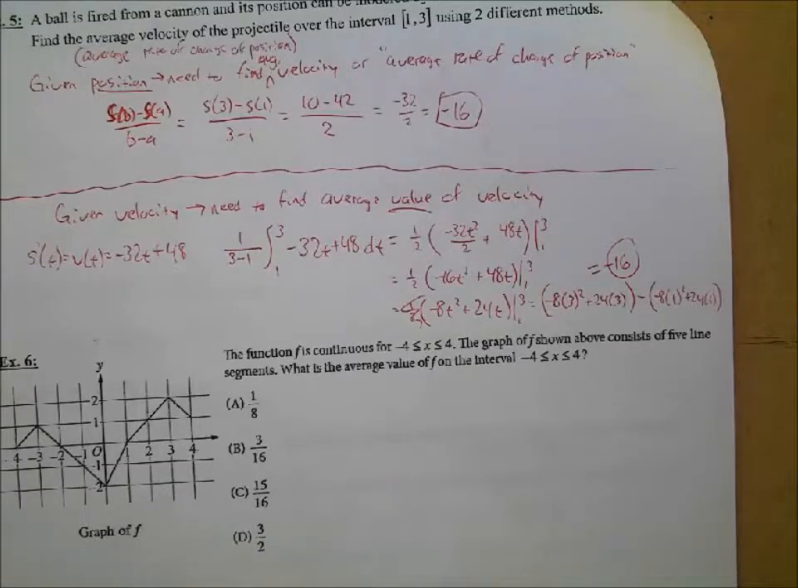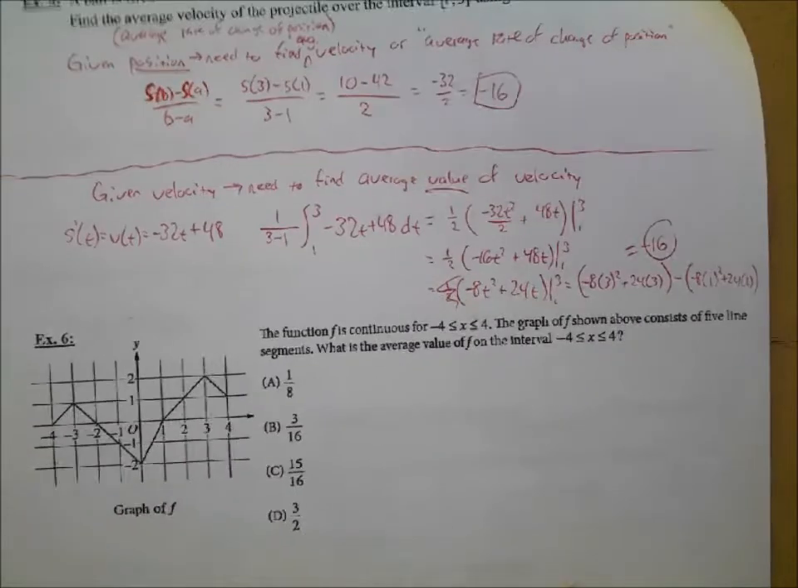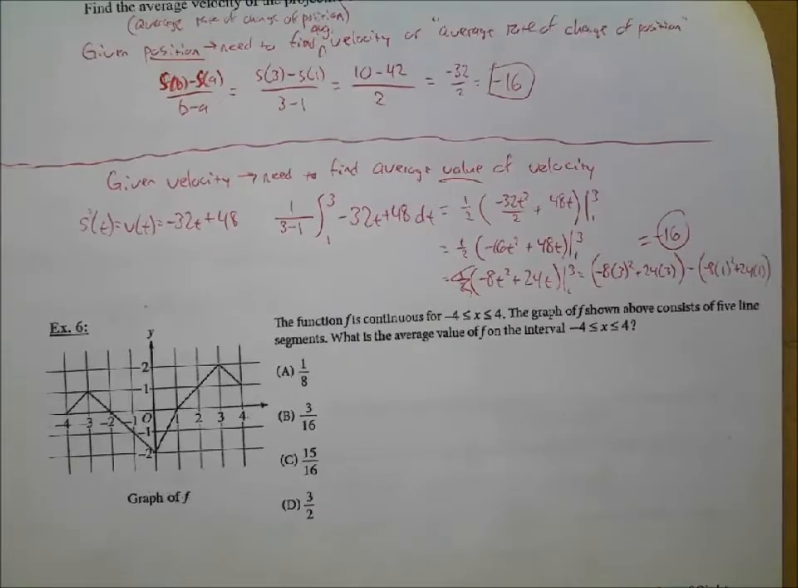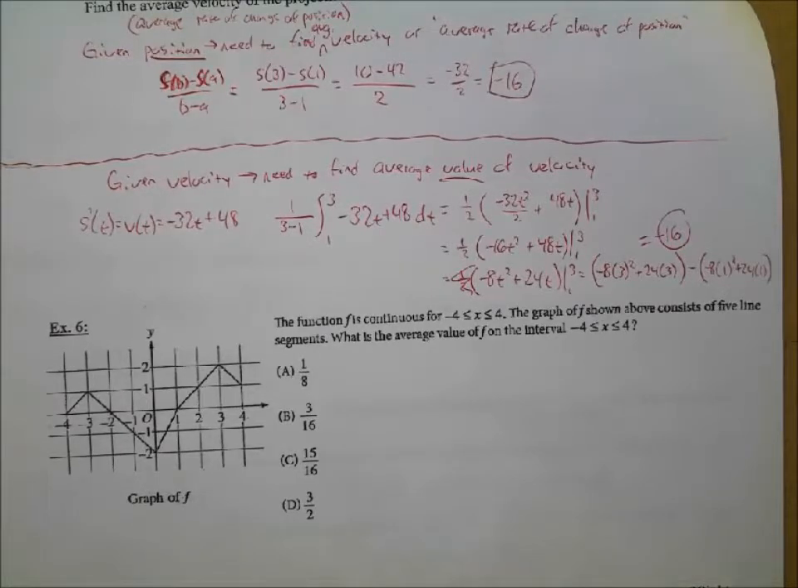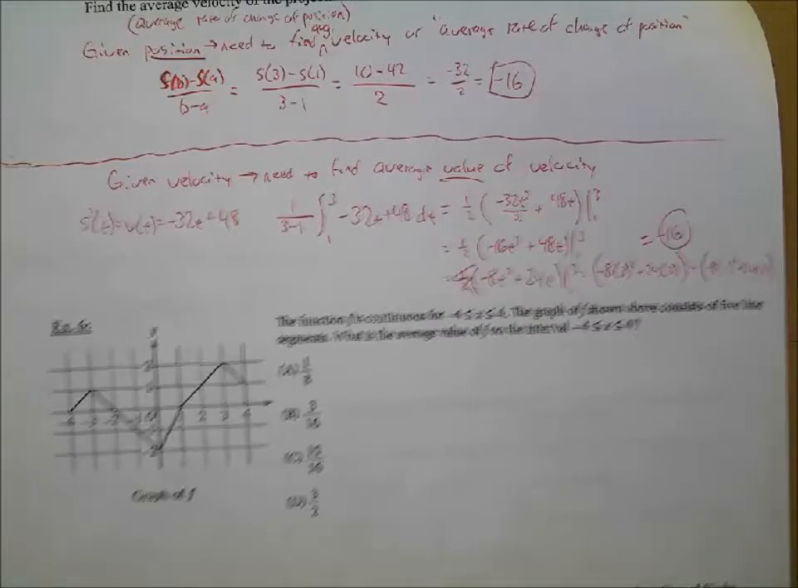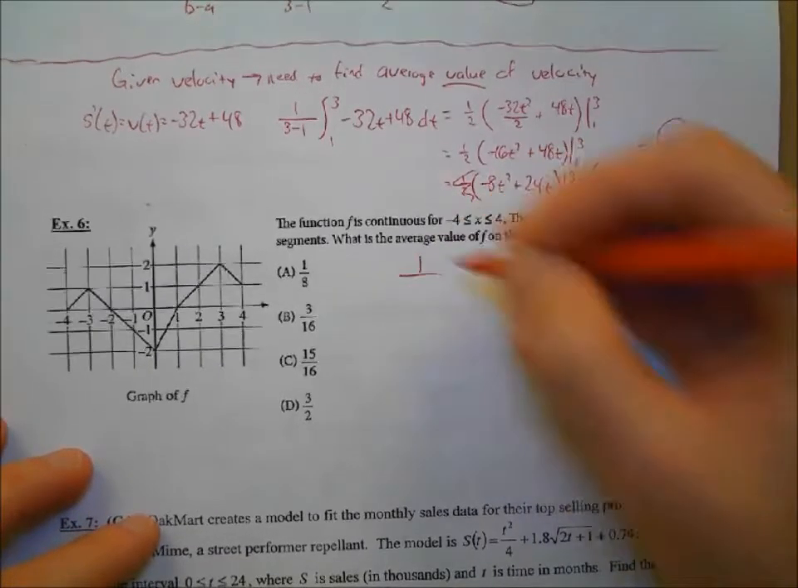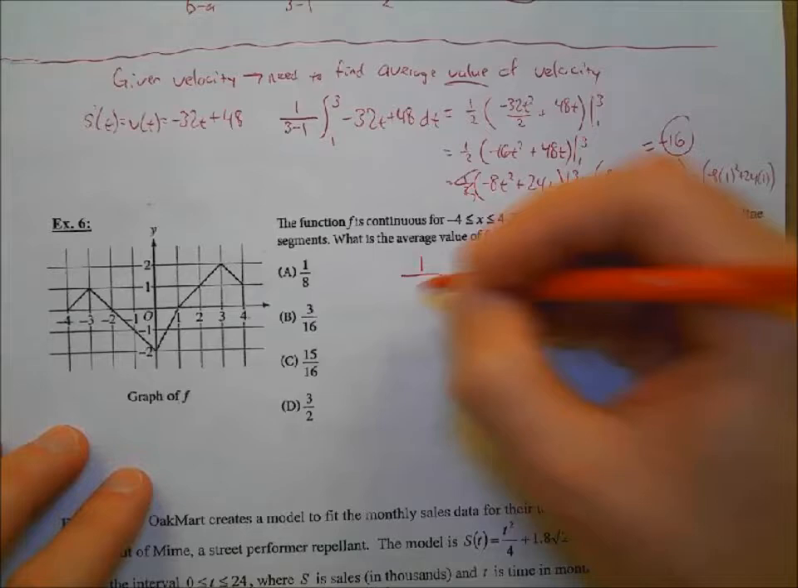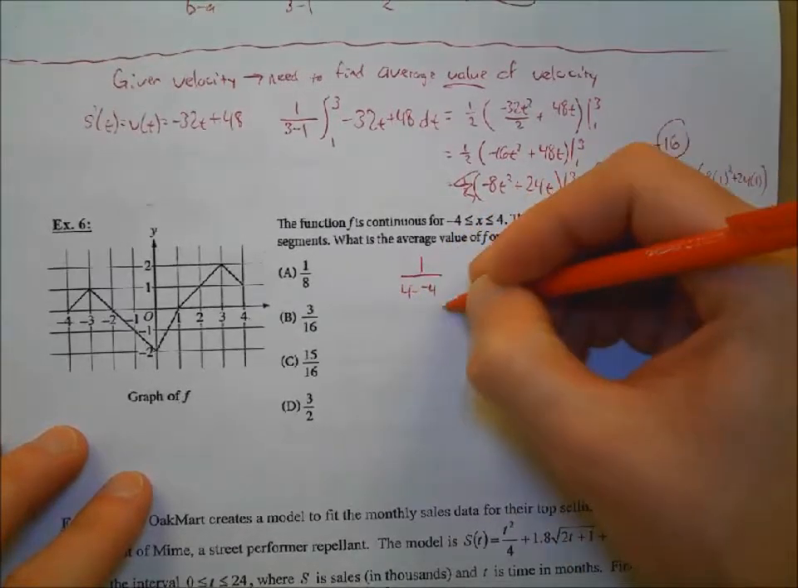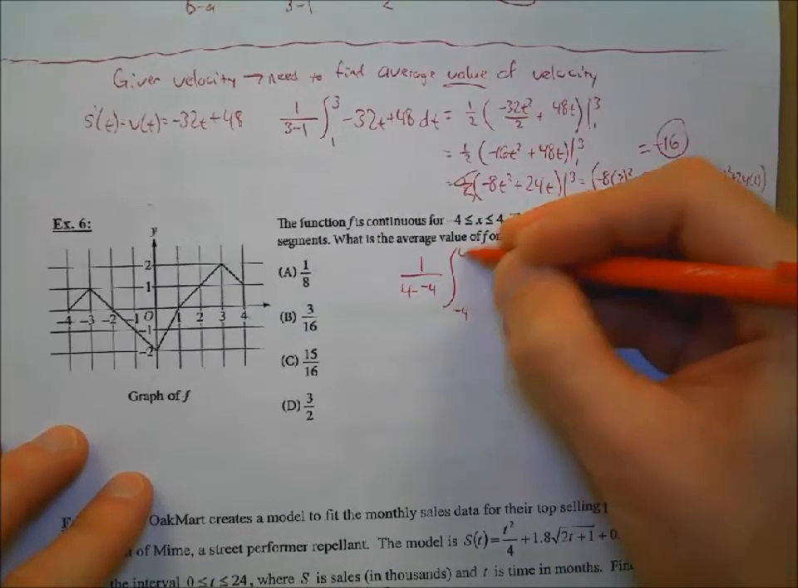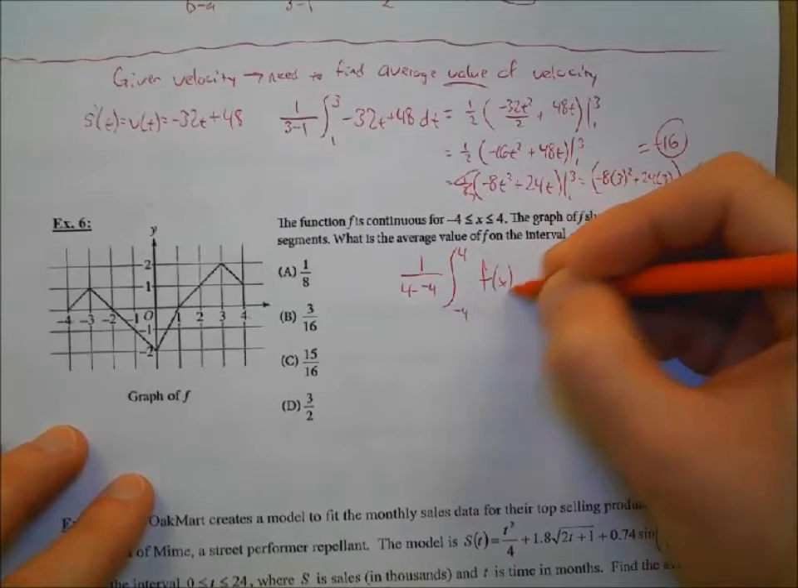All right. Let's press on here. So example 6, the function f is continuous for negative 4 to 4. The graph of f, shown to the left, consists of 5 line segments. What is the average value of f on the interval from negative 4 to 4? Okay, so to set this up, it'll be 1 over b minus a, so 4 minus negative 4, times the integral from negative 4 to 4 of the function f of x with respect to x.